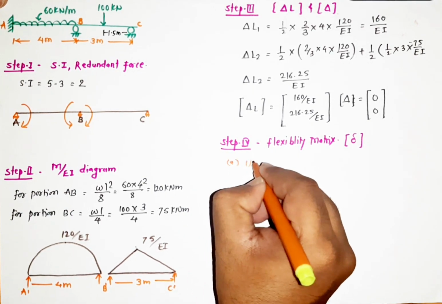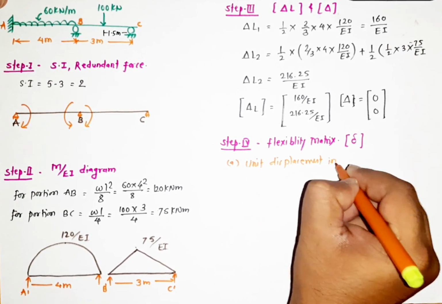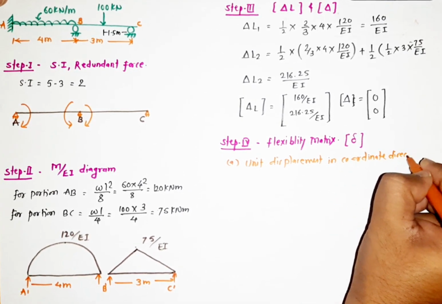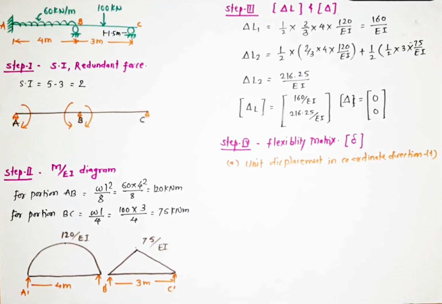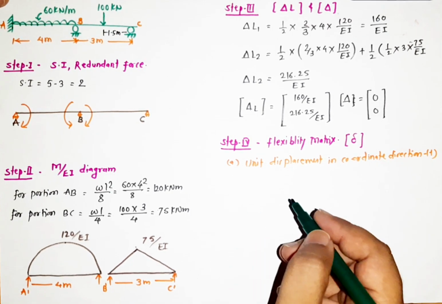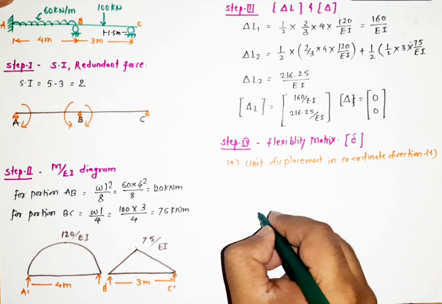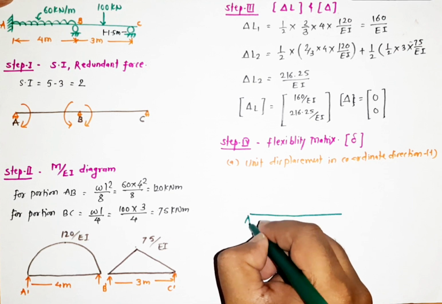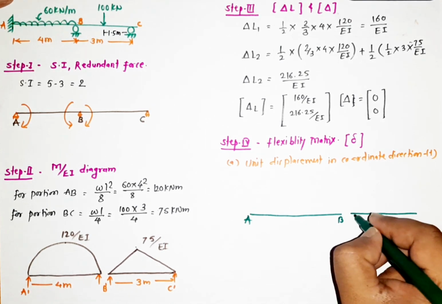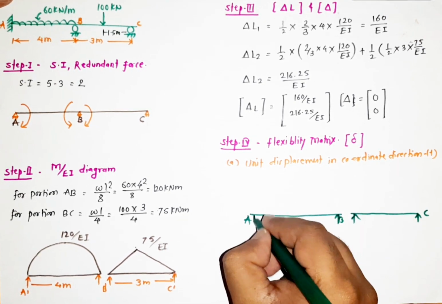So first we'll give unit displacement in coordinate direction 1 first. Whenever we give a unit displacement in coordinate direction 1, this beam can be drawn again, redrawn. This is our point A, this is our point B, and BC we consider separately. So this is all about BC, and this is at A.